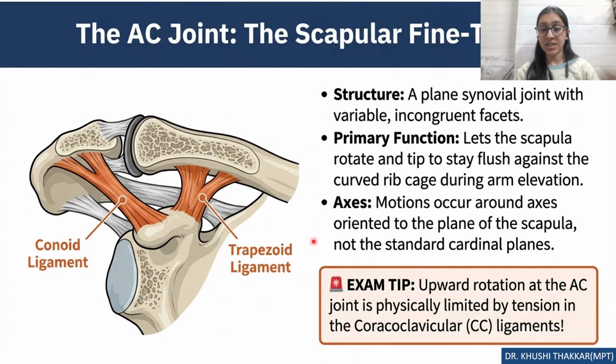So cardinal planes are frontal, sagittal and horizontal, whereas scaption, that is the position of the scapula, is 10 degrees anterior to the vertical plane. It is 15 degrees upwardly rotated. So these are the changes, and that is formed as the scapular or scaption plane. Always remember for your exams, upward rotation at the acromioclavicular joint is physically limited by tension in the coracoclavicular ligaments. Very important for your CET.